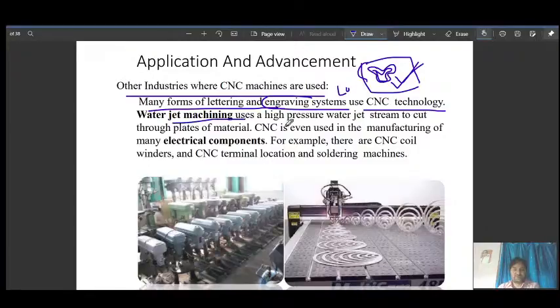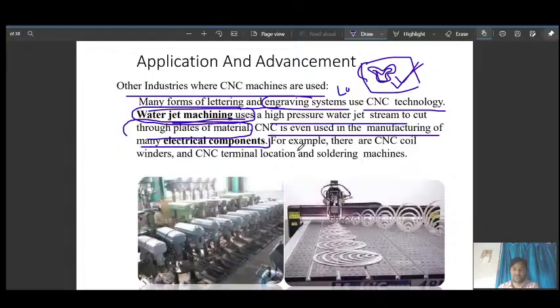Water jet machining is used in food production where fish and cake can be cut. A high pressure water jet stream cuts through plates of materials. Soft materials can be cut. CNC is even used in the manufacturing of many electrical components. For example, there are CNC coil winders and CNC terminal location soldering machines.